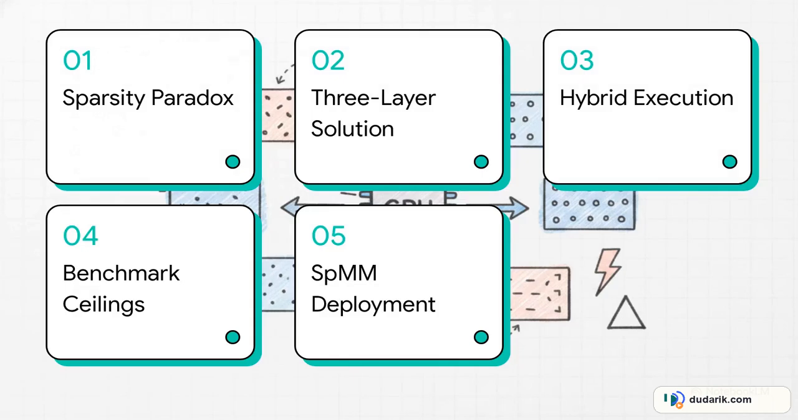Here's our roadmap for this explainer. First, we'll cover the sparsity performance paradox. Second, a 3-layer matrix solution. Third, hybrid pipeline execution. Fourth, shattering previous benchmark ceilings. And finally, deploying the SpInfer kernel.